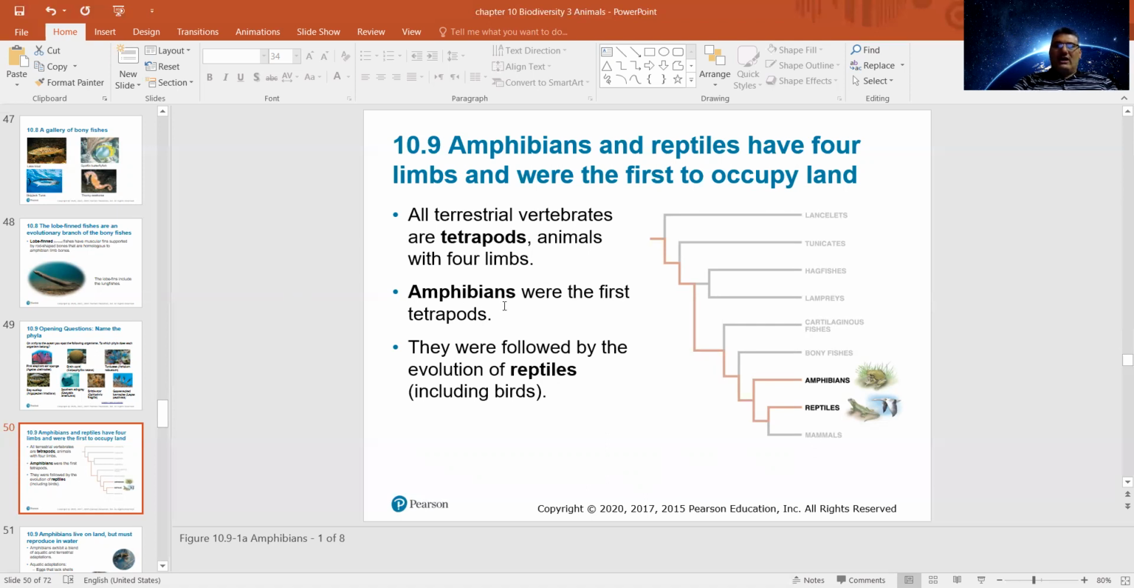Amphibians are the first ones to have these tetrapods, or four pods. Sometimes you use a tripod, which you put your camera or your phone on to take pictures, and they call it that because it has three legs. This one has tetrapods, or four legs.